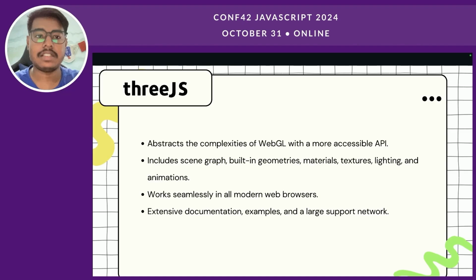As I said, 3JS is made on top of WebGL. It abstracts the complexities of WebGL and makes it easier to use those APIs. This includes scene graphs, geometries, materials, textures, lighting, etc., that we'll see later on. It works in all modern web browsers, and 3JS has good documentation and a good support network.